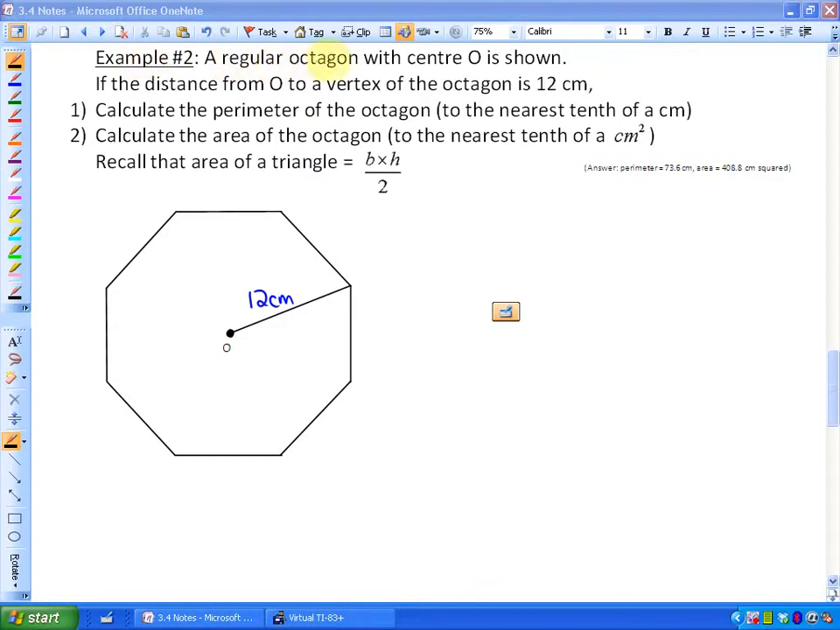It says a regular octagon. So this octagon has all equal sides, with center O, is shown. If the distance from O to a vertex of the octagon is 12 centimeters, so if this distance is 12 centimeters, calculate the perimeter of the octagon. So essentially, if I could find out the length of this side, I could then just times it by 8, and I'd have the perimeter of the octagon.